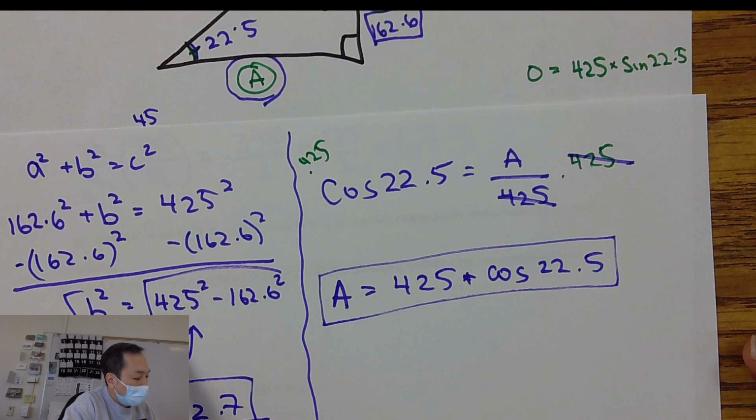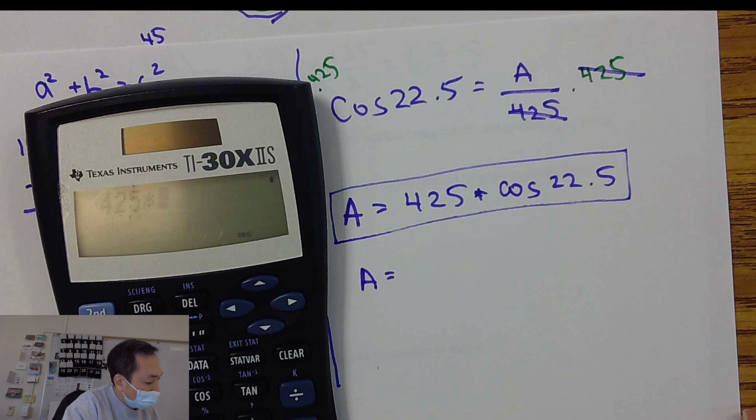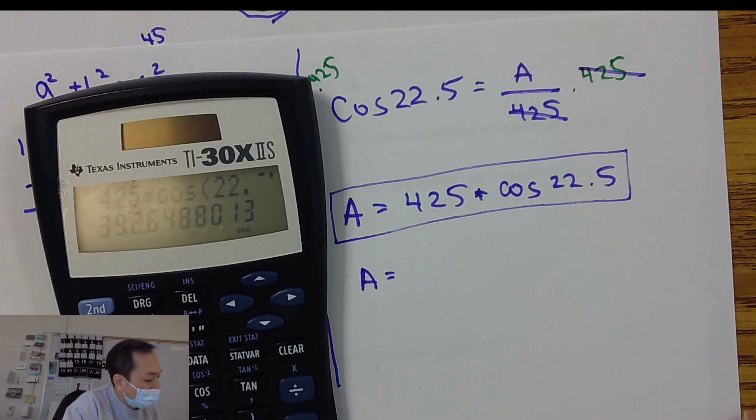What'd you get? So 425 times cosine of 22.5, that is 392.6, or 392.7.